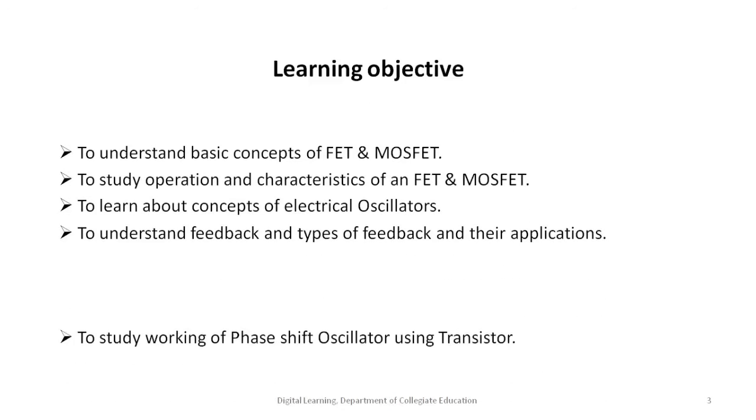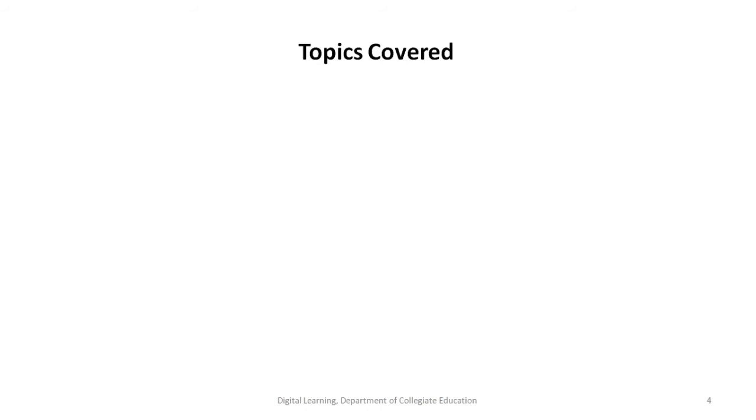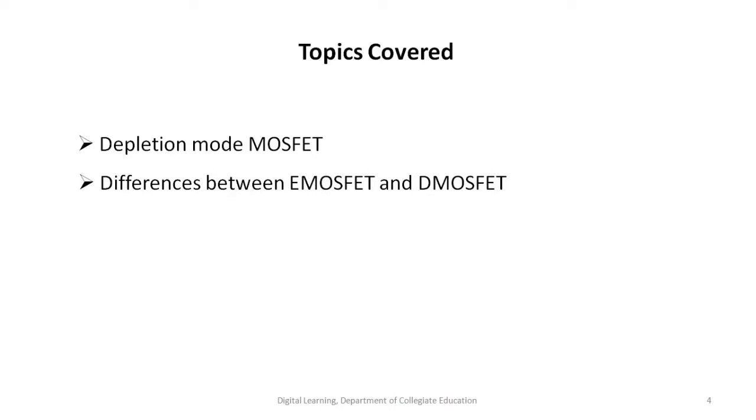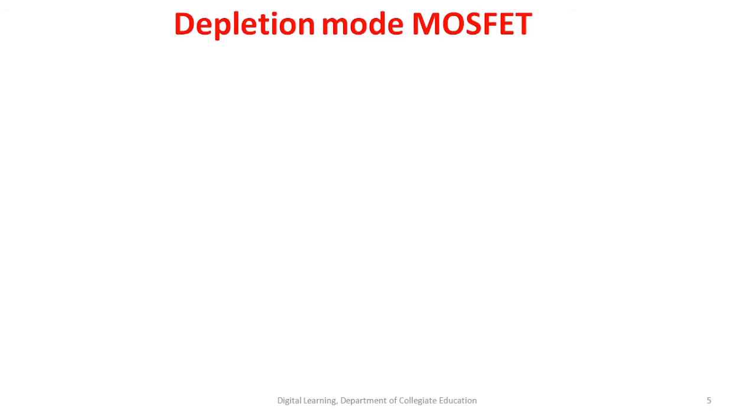The learning objectives of this session were already discussed in the previous session. The topics covered in this session are depletion mode MOSFET, differences between E MOSFET and D MOSFET, that is enhancement MOSFET and depletion MOSFET, characteristics of enhancement MOSFET, and comparison between FET and BJT.